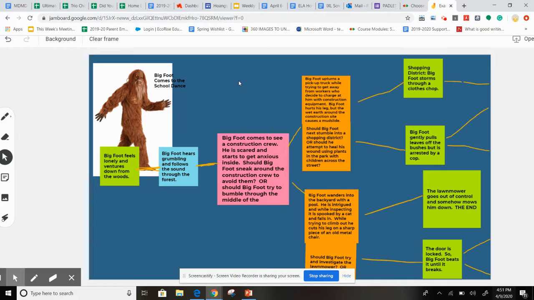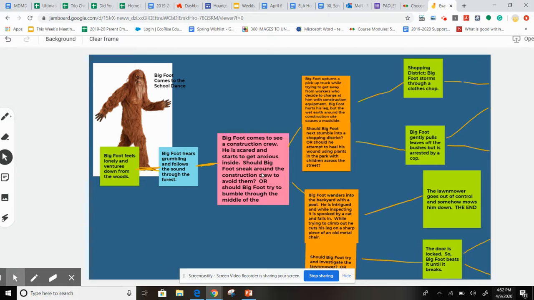Here's another example. I made this one using Jamboard. So Bigfoot comes to the school dance. Bigfoot feels lonely and ventures down from the woods. Then that scene moves into this next scene. Bigfoot hears grumbling and follows the sound through the forest. Then that scene moves into the next scene. Bigfoot comes to see a construction crew. He is scared and starts to get anxious. Should he sneak around the construction crew, or should he try to bumble through the middle of the construction crew?